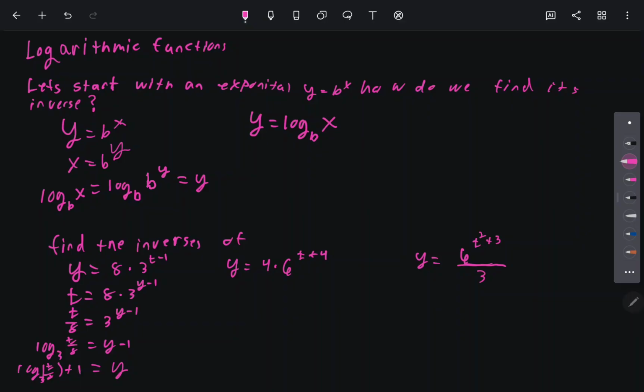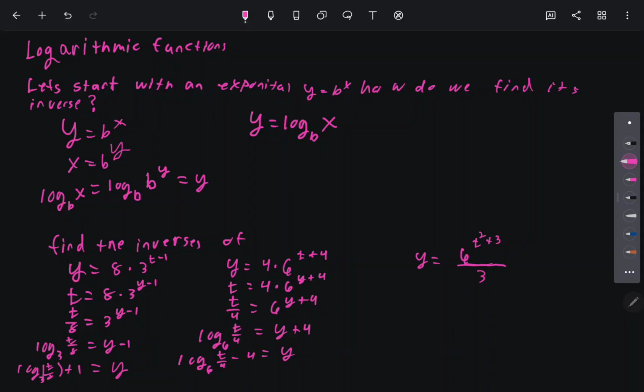Continuing on to this next problem, once again we swap the variables, so t is equal to 4 times 6 to the y plus 4. So then we get t over 4 is equal to 6 to the power of y plus 4. Take the log base 6 of both sides this time, so log base 6 of t over 4 is equal to y plus 4. So really, log base 6 of t over 4 minus 4 is equal to y. And that's our inverse.